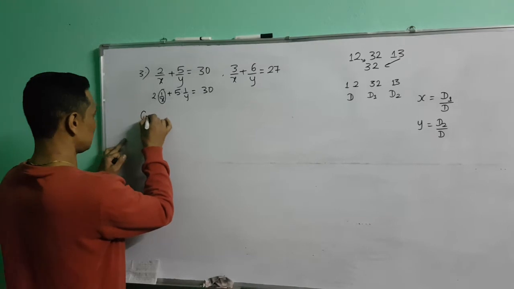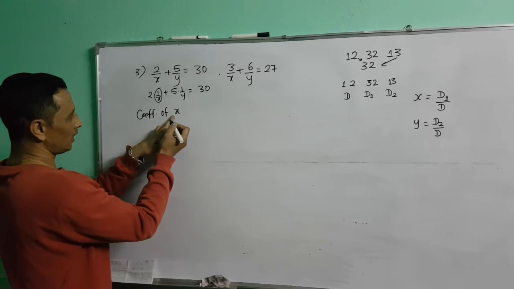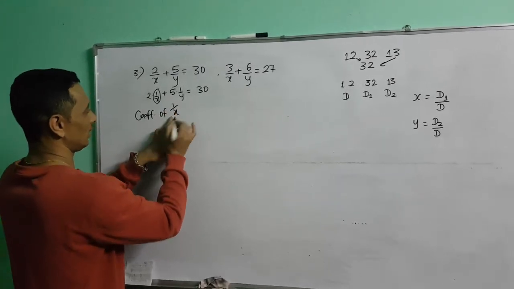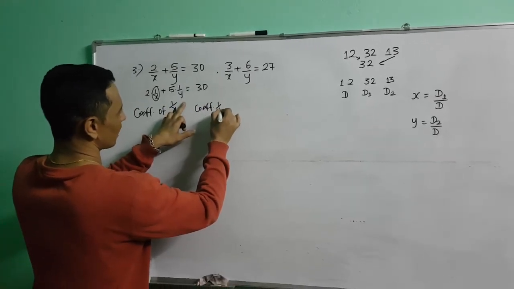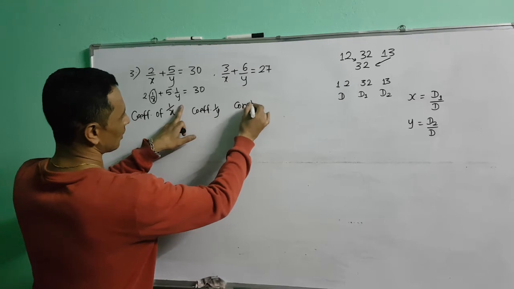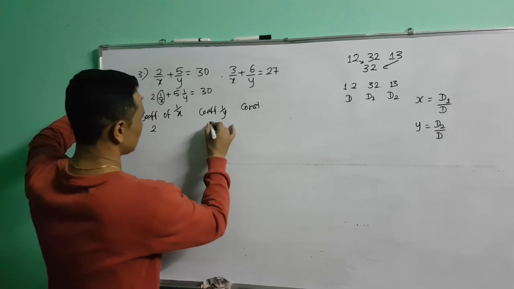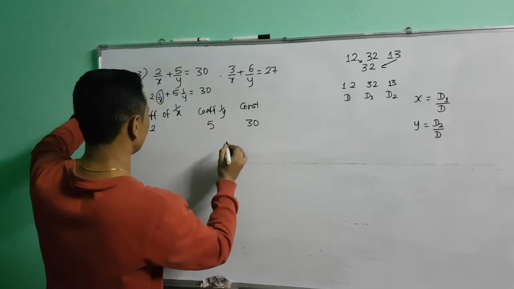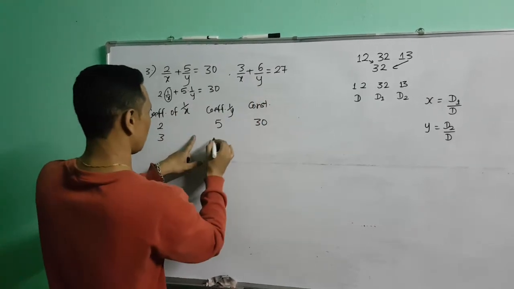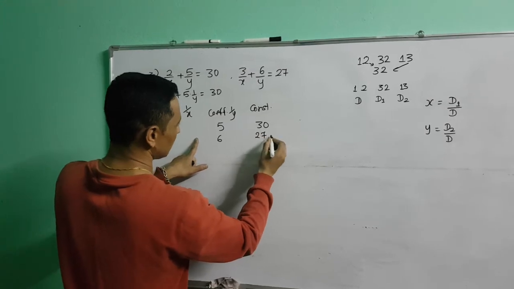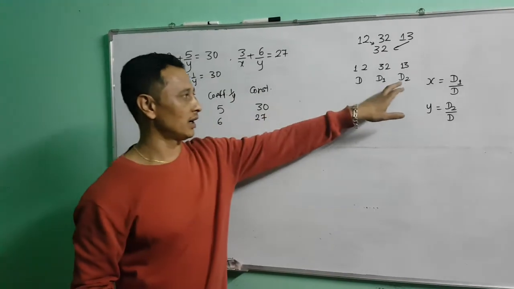So we write the coefficient of x. In place of x, we will write here 1 by x. Coefficient of y, in place of y, we will write 1 by y, and the constant. Now we write the coefficients: of 1 by x is 2, this is 5 and this is 30. And this one, of 1 by x is 3, of 1 by y is 6 and this is 27. Now simply we have to find three determinants D, D1 and D2.